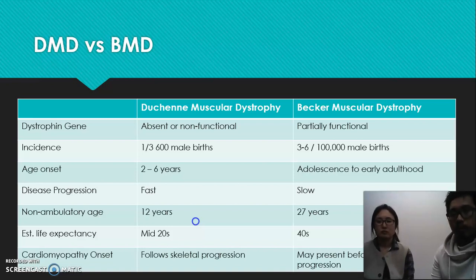Estimated life expectancy for Duchenne is a lot lower, unfortunately, mid-20s. With Becker's, because of the slower progression, the life expectancy is a lot higher, around the 40s. Cardiomyopathy onset is when your heart starts to lose its capability to function properly. With Duchenne, it follows the skeletal progression, so it follows the disease progression. With Becker, it may show up first before the onset of the skeletal progression condition.